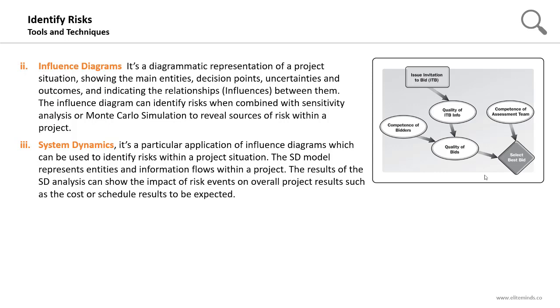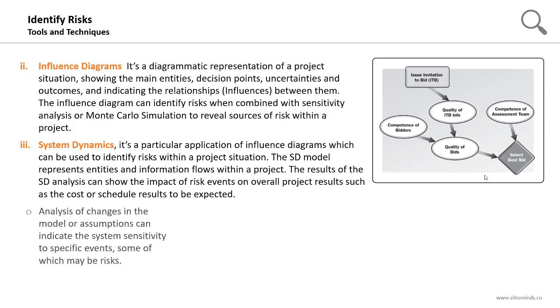project situation. The system dynamics model represents entities and information flows within a project. The results of the system dynamics analysis can show the impact of risk events on overall project results, such as the cost or schedule results to be expected. It's an advanced risk identification technique, but you should expect one question in the exam about the influence diagrams or the system dynamics. Analysis of changes in the model or assumptions can indicate the system sensitivity to specific events, some of which may be risks.